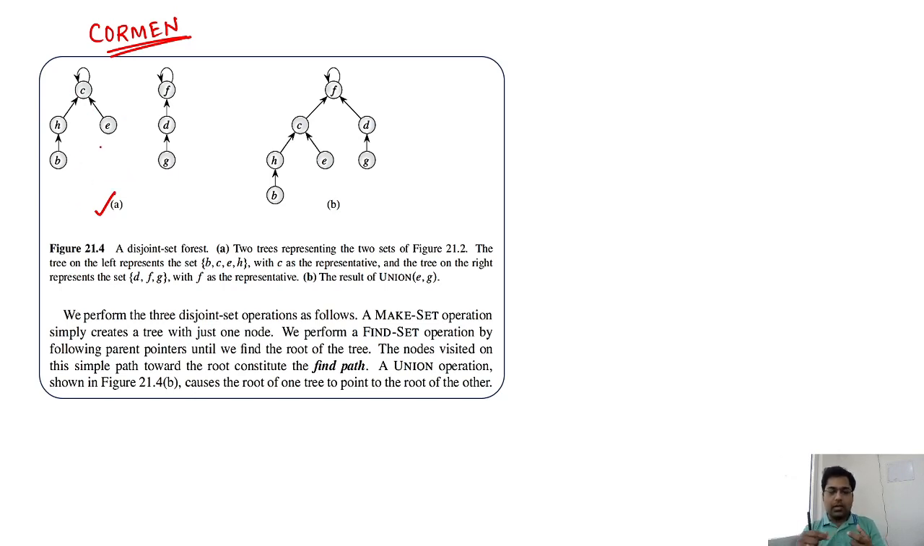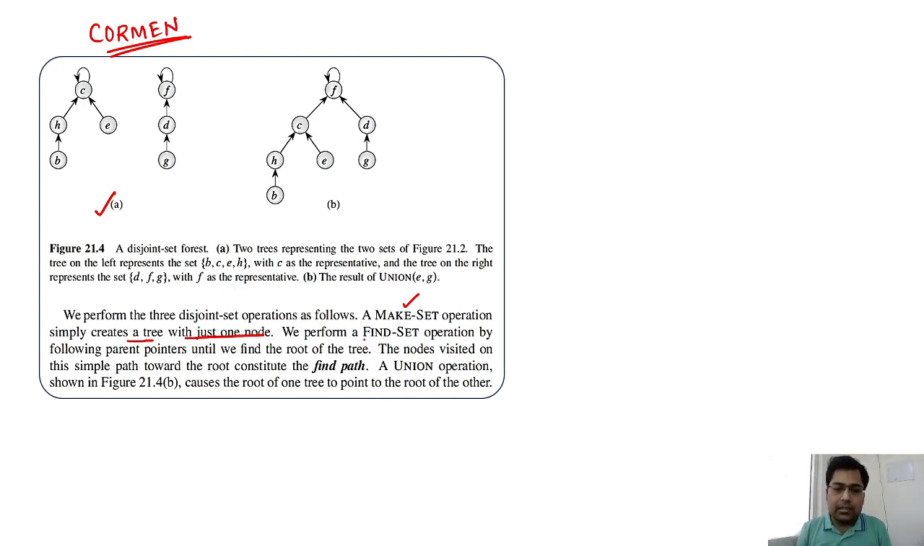So on a disjoint graph, the operations we perform are the make set operation, the find set operation, then the union operation. First, the make set operation simply creates a tree with just one node. Whenever we use make set, we run it one time for each node, because we keep one node. First, from a graph we keep all the vertices as independent vertices. To do that, we have to use the make set operation.